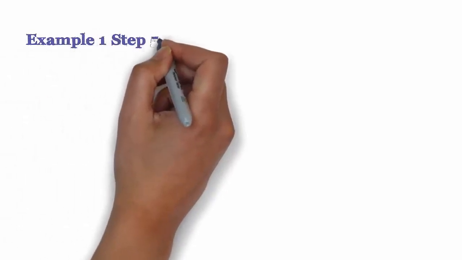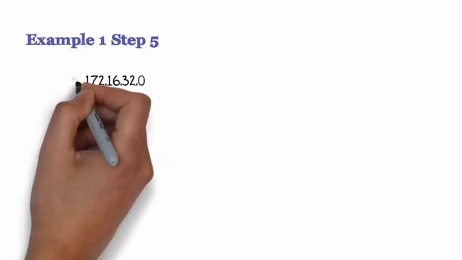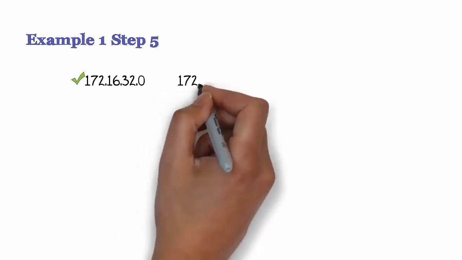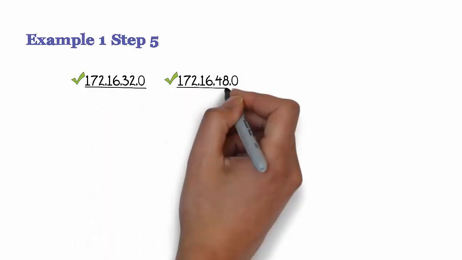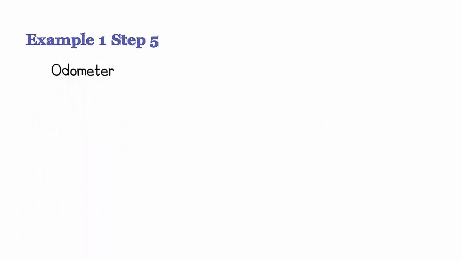So just to summarize, we now know that the subnet our host resides on is 172.16.32.0. We also have worked out that the next subnet in the range is 172.16.48.0. It's important that you work out both the subnet that the host resides on as well as the next subnet.